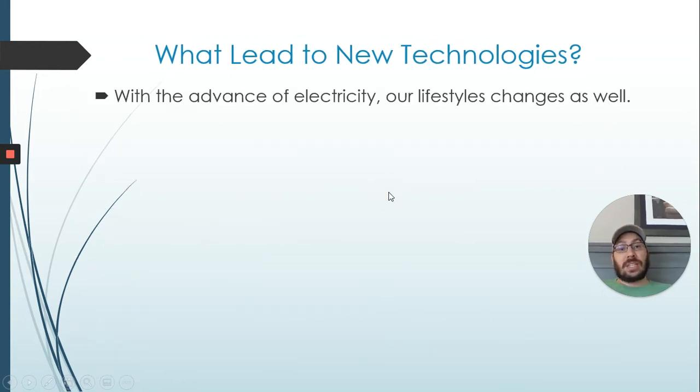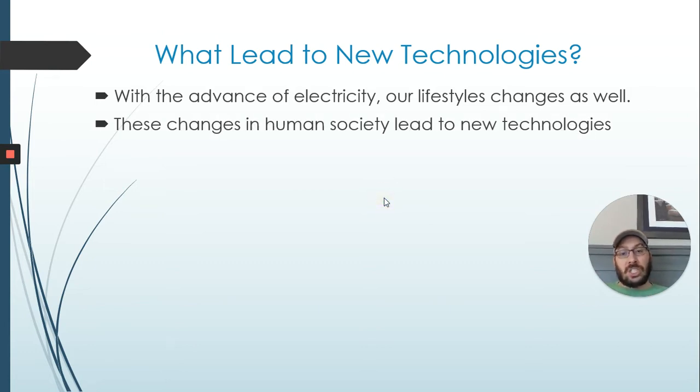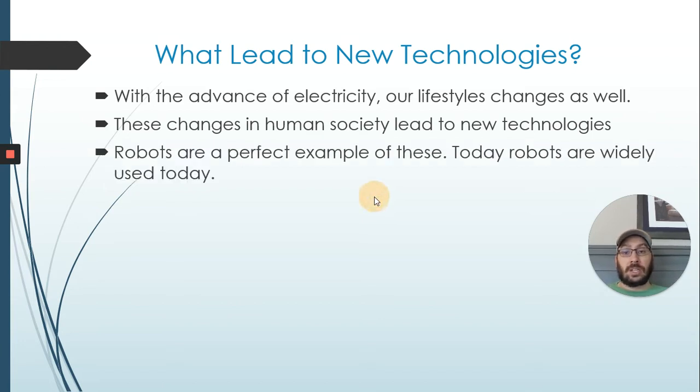With the advance of electricity, our lifestyles also changed. Things got a little bit easier. We started talking about how the light bulbs came out, and televisions. Our lives got better when electricity came. So these changes in human society, with life getting better, also led to new technologies. And the example that's really easy to talk about is robots.